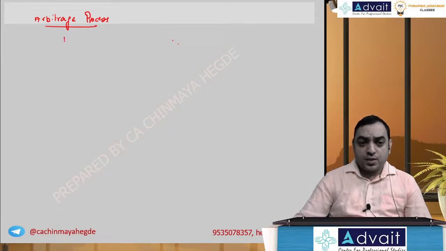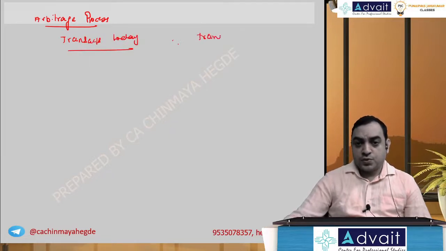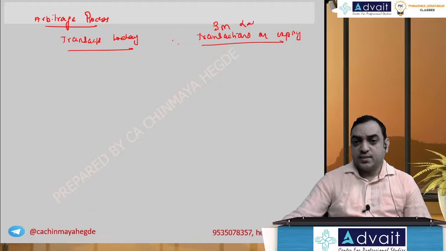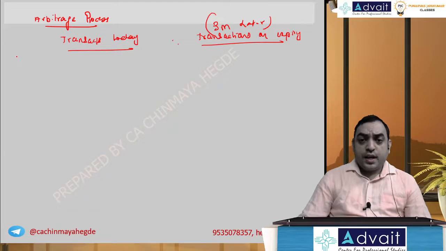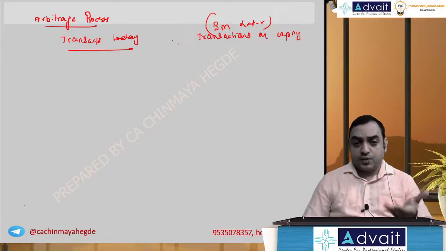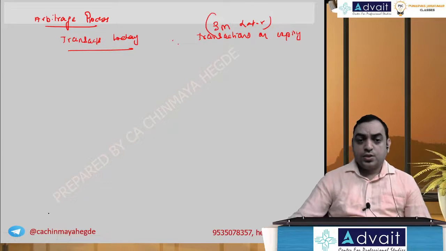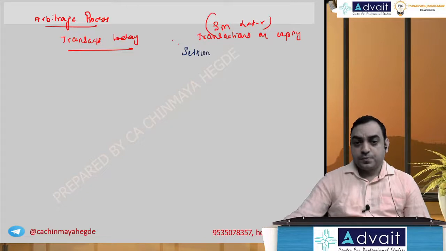Okay, let me write it. So you do some transactions today and some transactions on expiry, which is a later date. That is 3 months later, because in this case expiry is 3 months later. And only here the settlement by delivery basis or net basis matters. Transactions today will remain the same. But anyway, let me tell you here, settlement by delivery basis.